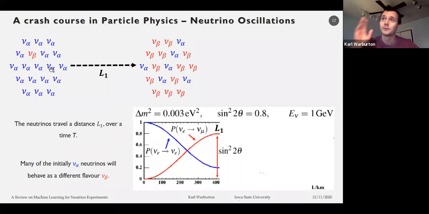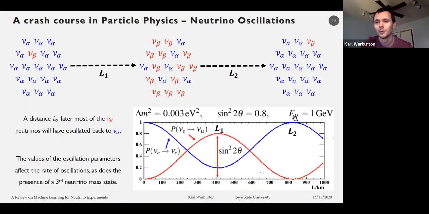We then fire them a distance L through the Earth, and after that time, most of the nu alphas have turned into nu betas. You can see on this graph on the bottom that the probability of having the nu alpha has decreased, and the probability of having a nu beta has increased. Then if we fire them another distance L2 through the Earth, we get back to this initially pure nu alpha state.